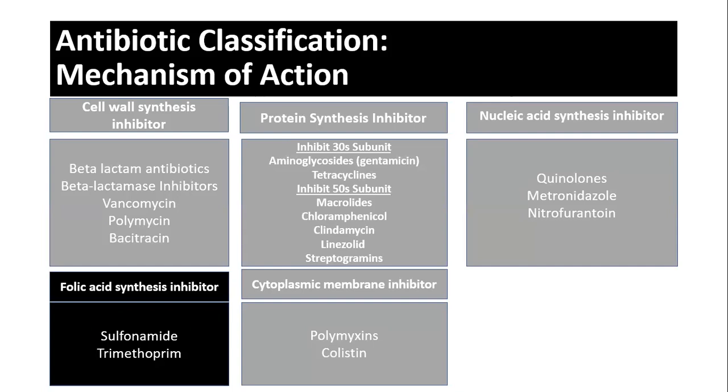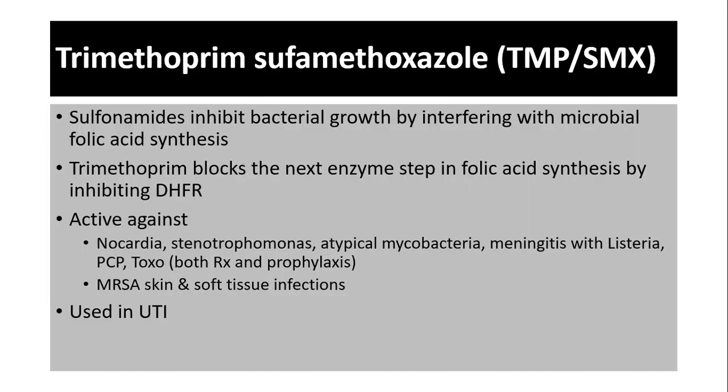Then we've got the folic acid synthesis inhibitors. These inhibit folic acid synthesis, like sulfonamides inhibit bacterial growth by interfering with folic acid synthesis, and trimethoprim blocks the next enzyme step in folic acid synthesis by inhibiting the dihydrofolate reductase. It's active against Nocardia, Stenotrophomonas. As I've told earlier, Stenotrophomonas is a bacteria which is inherently resistant to carbapenem.